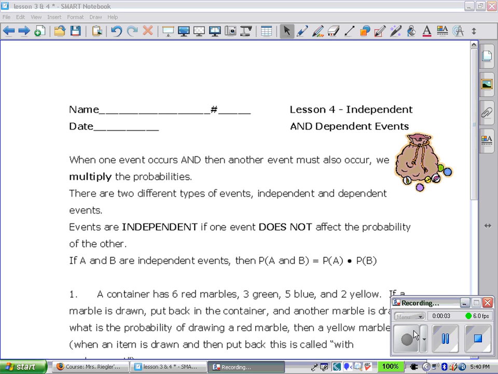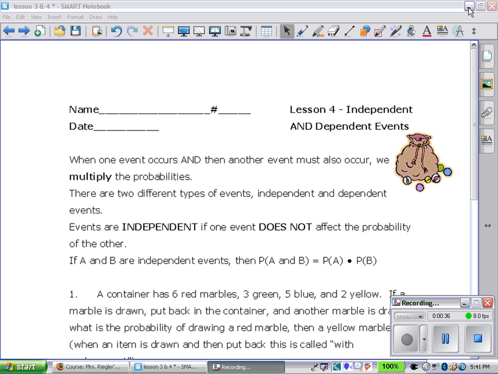Okay, now things are going to get a little more complicated. This is independent versus dependent events. So really what you're talking about is one thing occurring and then something else happens right after it. The two things we're talking about here are independent if the first one and the second one have no correlation whatsoever. So whatever happens in the first event, it's not going to affect what happens in the second event. It's not going to affect the probability.